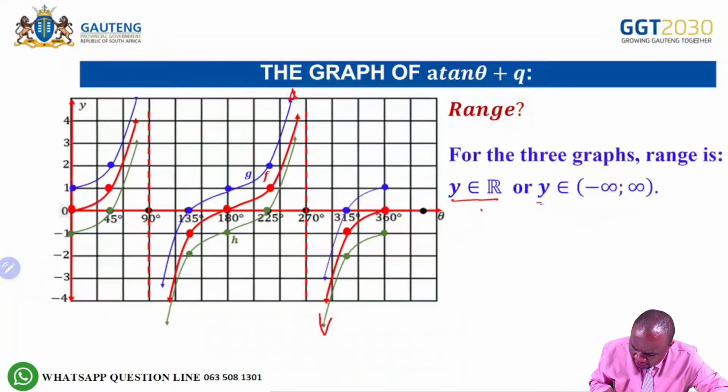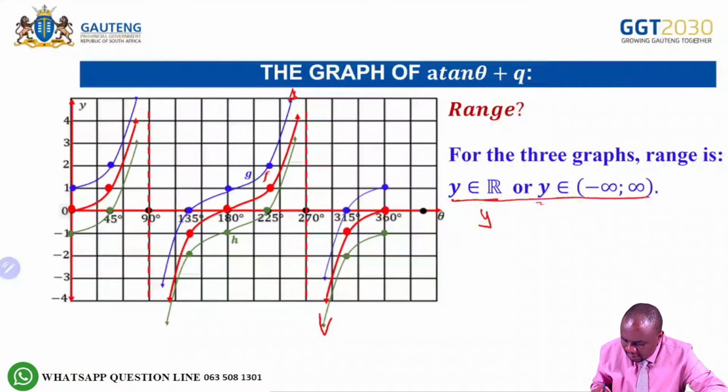How can you write it? Can you write it like this? Y, is it an interval? No, it's fine. Y is from negative infinity to infinity. So these formats are okay.